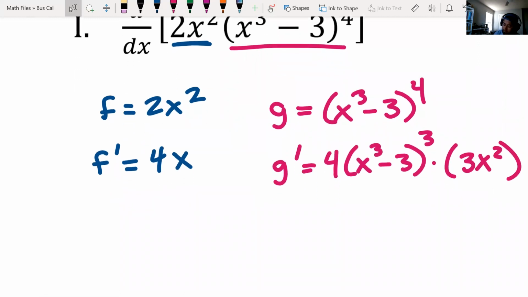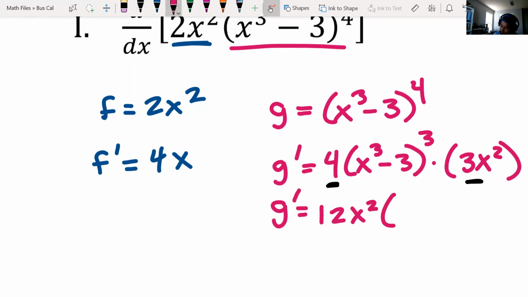So let's go ahead and clean up g prime, because again, we'll just multiply the 4 and the 3x squared. We'll get 12x squared times x cubed minus 3 to the third. All right, now we are ready to follow the product rule.